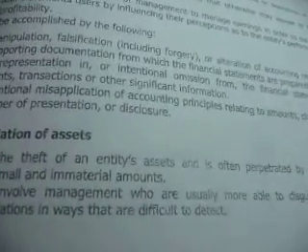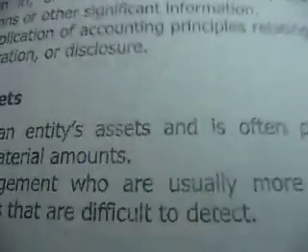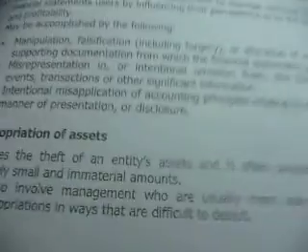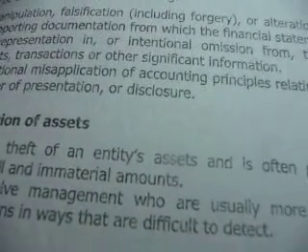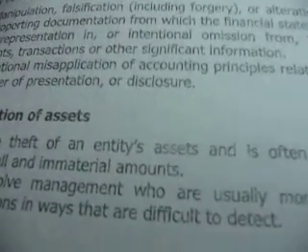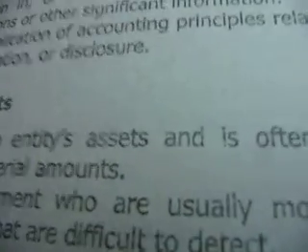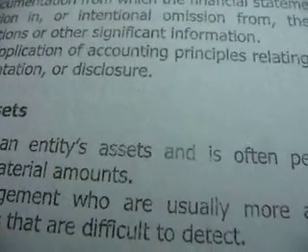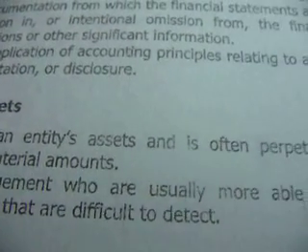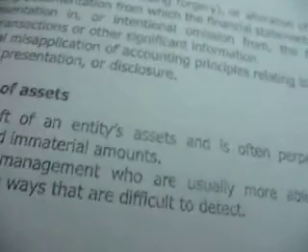It may be accomplished by the following: manipulation, falsification, including forgery or alteration of accounting records or supporting documentation from which the financial statements are prepared; misrepresentation in or intentional omissions from the financial statements of events, transactions, and other significant information; and intentional misapplication of accounting principles relating to amounts, classification, manner of presentation or disclosure.